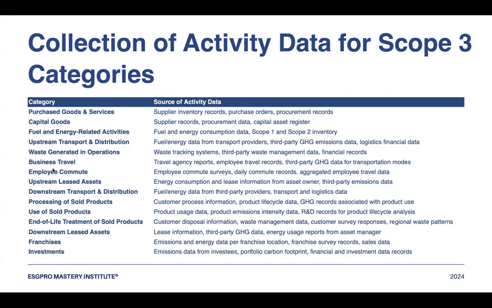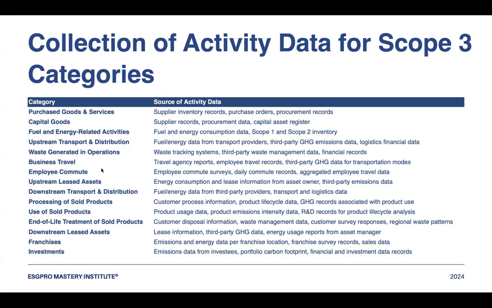Then comes the downstream leased asset. For this lease information, you can always use third-party GHG data and energy use reports from the asset manager, same as upstream leased assets. For franchisee, whatever royalty you are getting, you need to know how your franchisee locations are using energy and the emission of energy data, and specifically the survey records or sales data. How much sales he is making on that account, you can calculate your scope 3.